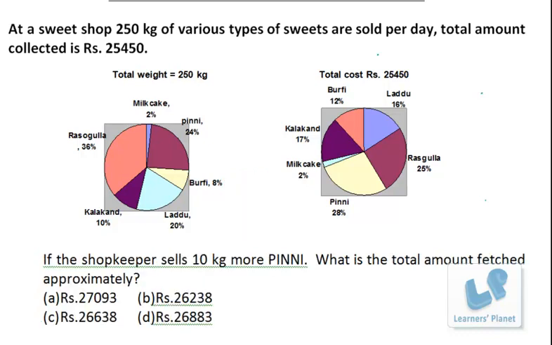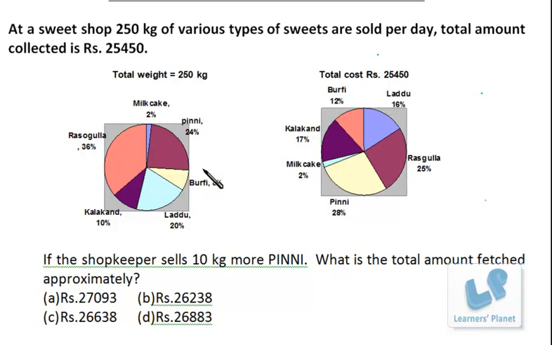Now we have this question. If the shopkeeper sells 10 kilogram more penny, what is the total amount fetched approximately? Friends, the options are quite closer to each other, and we are asked about the approximate answer. So no unit digit digital root concept would work over here, right? Now you just have to try to reduce the calculation. You cannot just eliminate the calculation, but you can reduce it definitely.